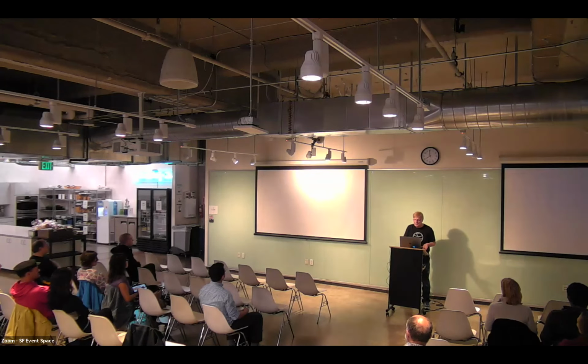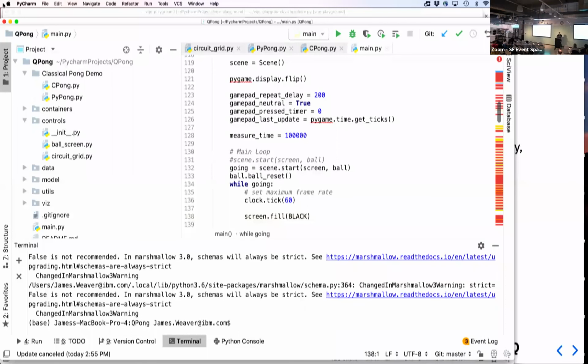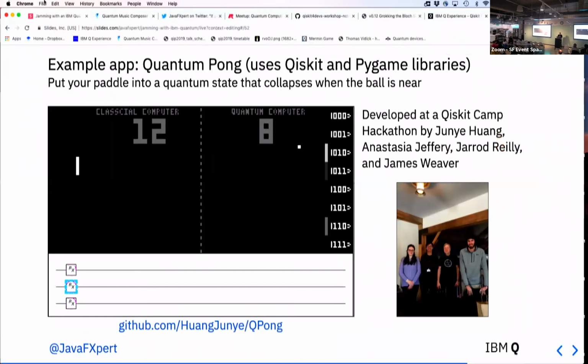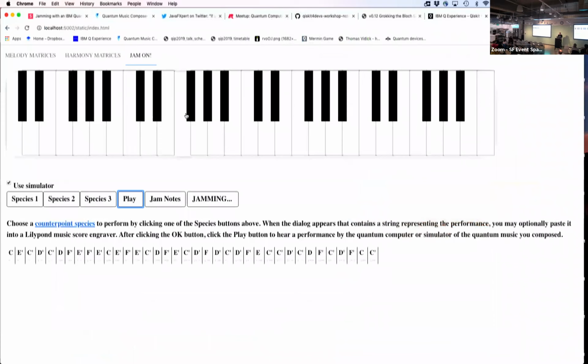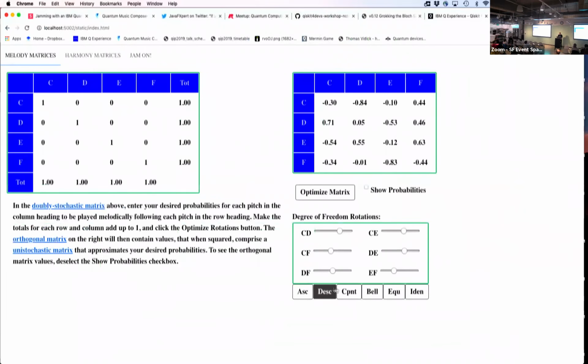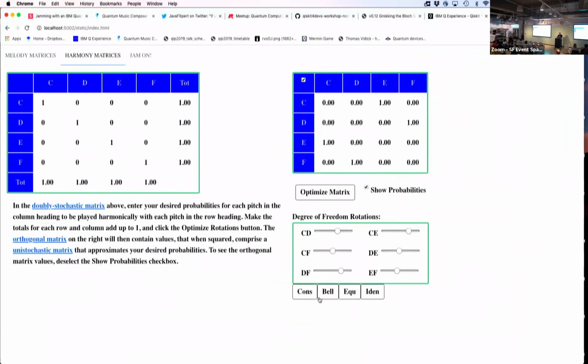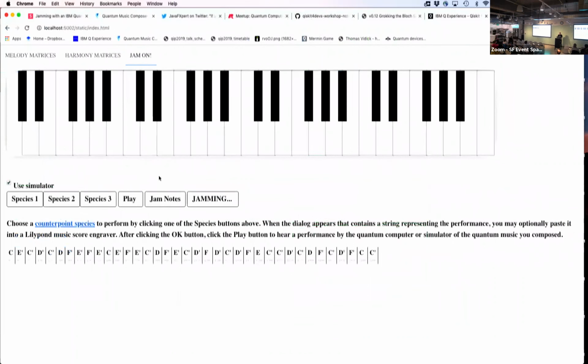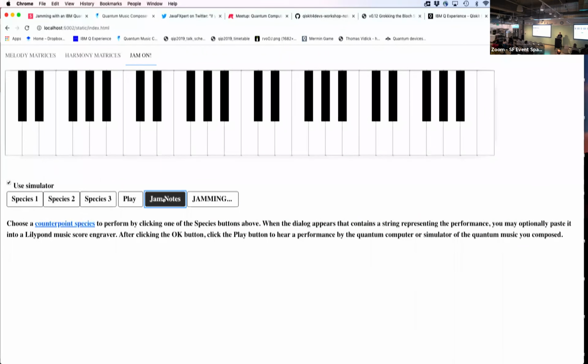The other demo is I want to finish where I started on the musical thing. So I'm going to go back to Quantum Music Composer. Instead of using the species, I'm going to go back to Melody Matrices and select Counterpoint Musical Style. I'm going to go to Harmony Matrices and select Consonant because I want it to sound good. I'm going to go to Jam On here, but I'm going to click Jam Notes.